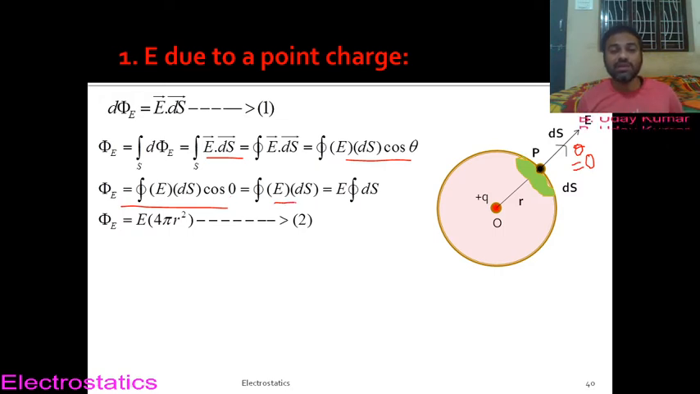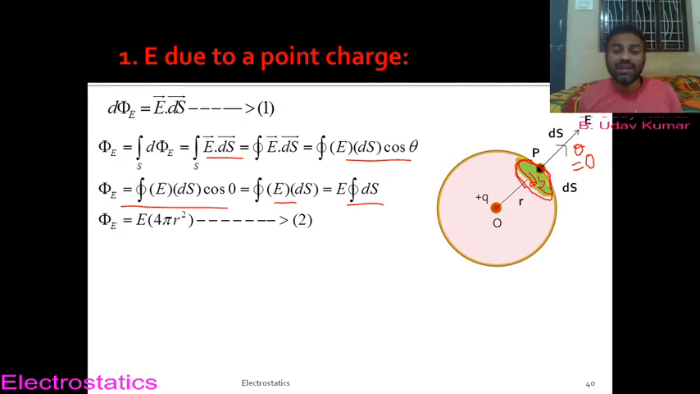Now E is a constant, you can just take it out. If you take it out, it becomes E integral ds, and integral ds is the total surface area of this sphere. Remember, ds is a part of this Gaussian sphere, right? This is your Gaussian sphere. ds is a small area element of the sphere that you have constructed, a small area element of the Gaussian sphere.